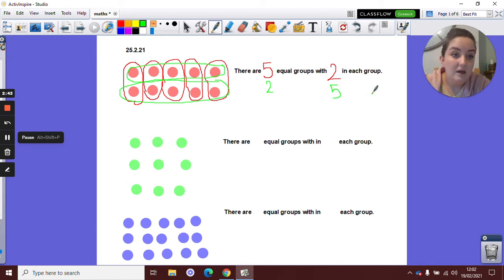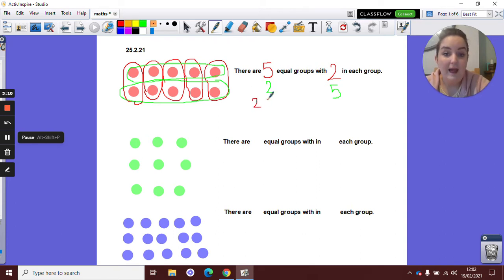So the next step for when we're doing this is something called repeated addition. And usually when we've been practicing adding, we've done adding 2 numbers together. Repeated addition is adding the same number lots of times. So we've got 2, add 2, add 2, add 2, add 2. We've got 2 five times.